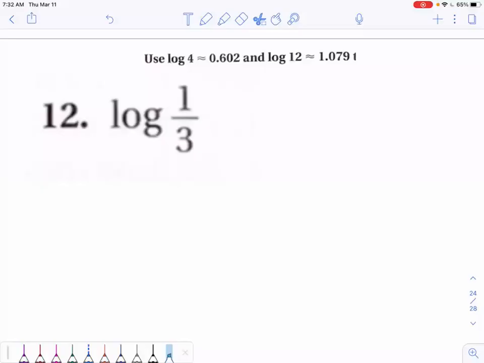And the log of 12 is 1.079. So we're supposed to use those two values to evaluate the log of 1/3. How would you do that, Brooke? Because 1/3 and 4/12 are equivalent fractions. That's the actual formal name for that. They're equivalent fractions. So she took the 1/3 and made it 4/12. And then how does that help you, Brooke?